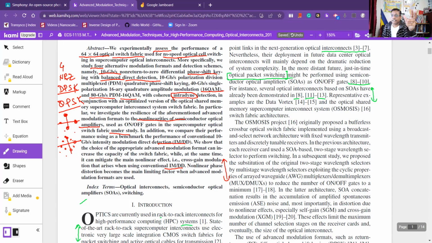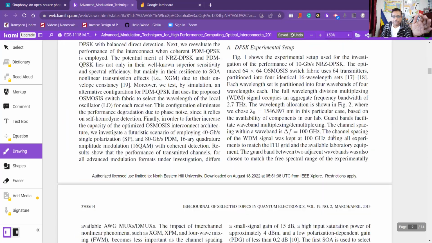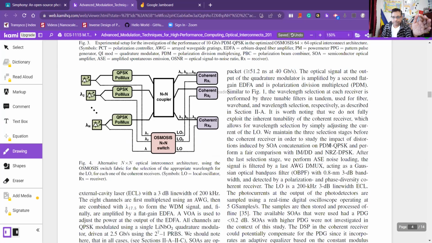Now, representative examples are data vortex, given in reference numbers 14 and 15. These references are given at the end of this article. We can see what 14 and 15 are.